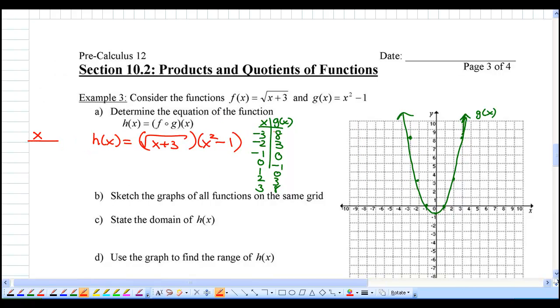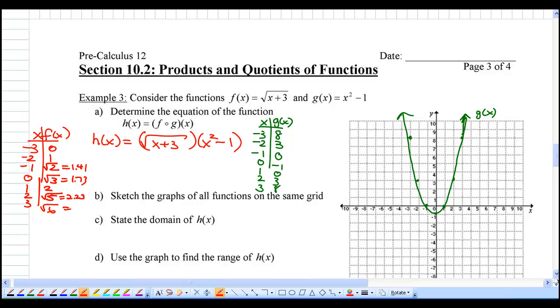So x and f of x. I'll use the same values. Okay, what do we have here? Negative 3 plus 3 is 0, square root of 0 is 0. 1, root 2, I believe, root 3. That's just 2. 2 plus 3 is 5, so that's root 5. And then 3 plus 3 is root 6. If you're curious what these numbers are, 1.41, 1.73, 2.23.